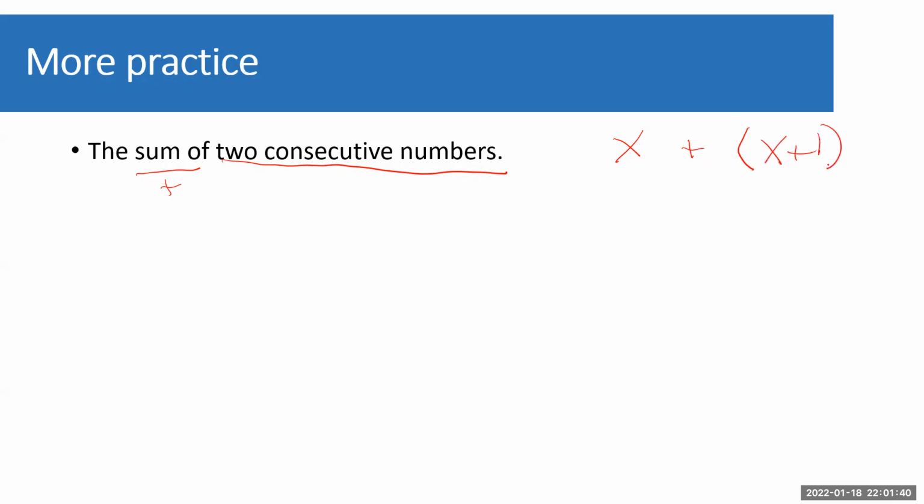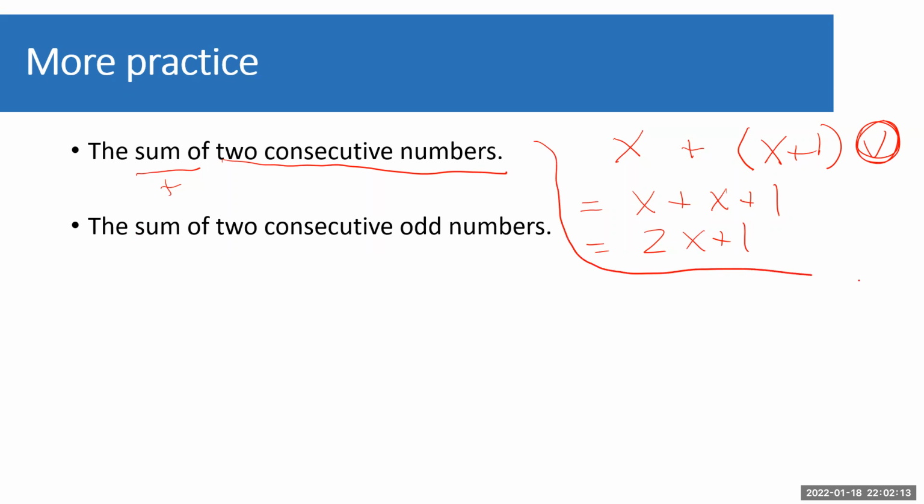Now this is completely correct here. You could leave it as x plus 1. You could also simplify that to be 2x plus 1. This right here, unless you're told to simplify, will be full credit. But if you like to simplify and make things pretty, go for it. So the sum of two consecutive numbers would just be x for that number plus x plus 1 for the next one.